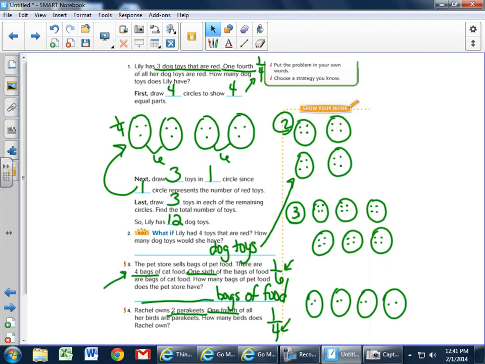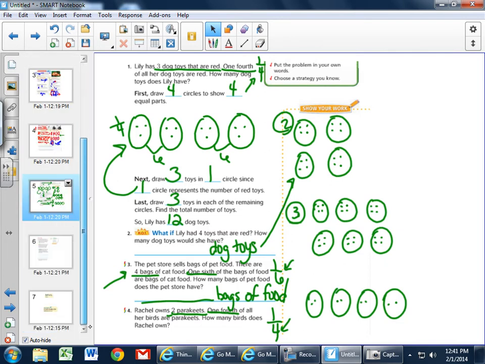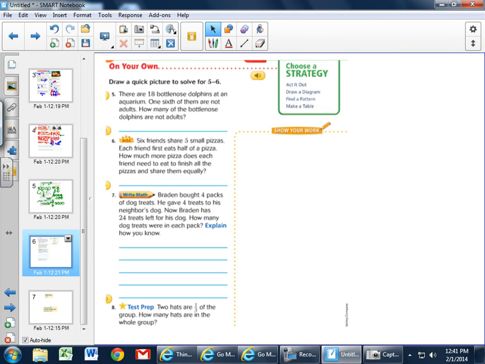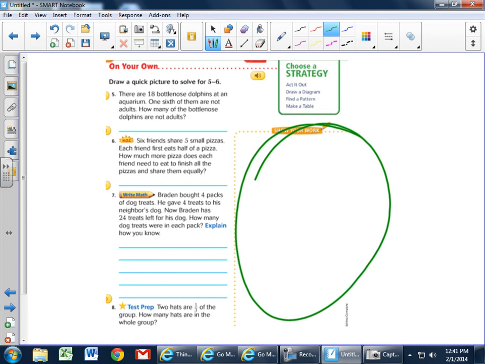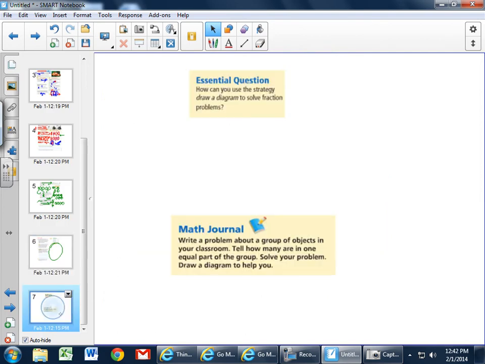This is actually pretty easy. I was kind of concerned with trying to figure these out, but I think that this is laying it out real nicely for us. Looking at your own page already, you're going to draw quick pictures to show 5 and 6. And it says choose a strategy: act it out, draw a diagram, find a pattern, make a table. So use all of this white space, please. That's why they give it to you, and asks that I check them. So make sure that you also have them labeled. You're going to do 5, 6, 7, and 8 on your own. And we'll go through those together to make sure that you understand them.